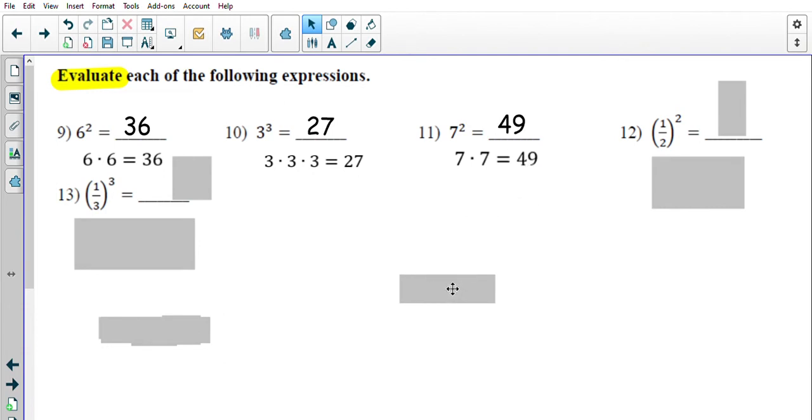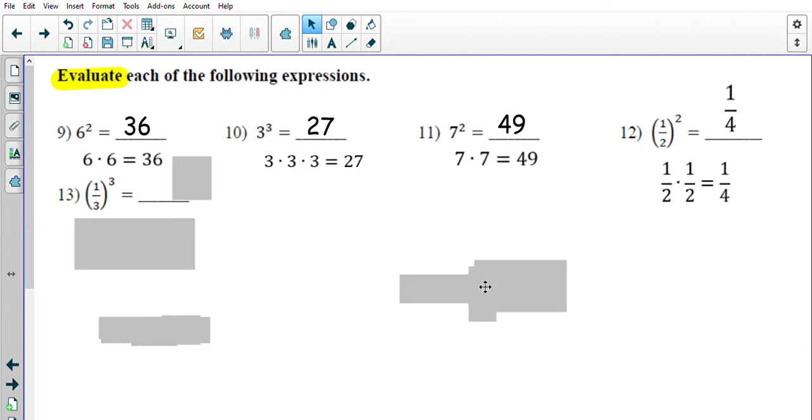Ooh, we've got some fractions here. I know that's one of our least favorite things, but let's give it a try. 1/2 to the second power is 1/2 times 1/2. It's as simple as multiplying your numerators, your top numbers, and your denominators, your bottom numbers. 1 times 1 is 1, 2 times 2 is 4. Guess what we get? 1/4.